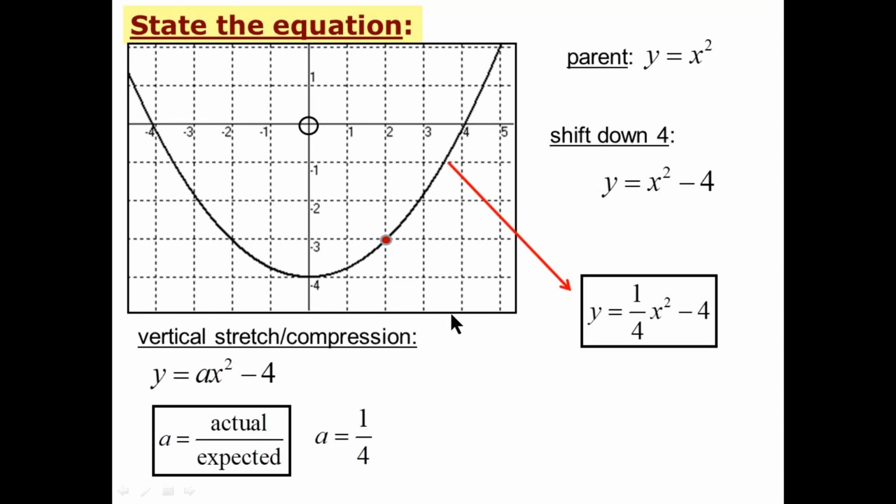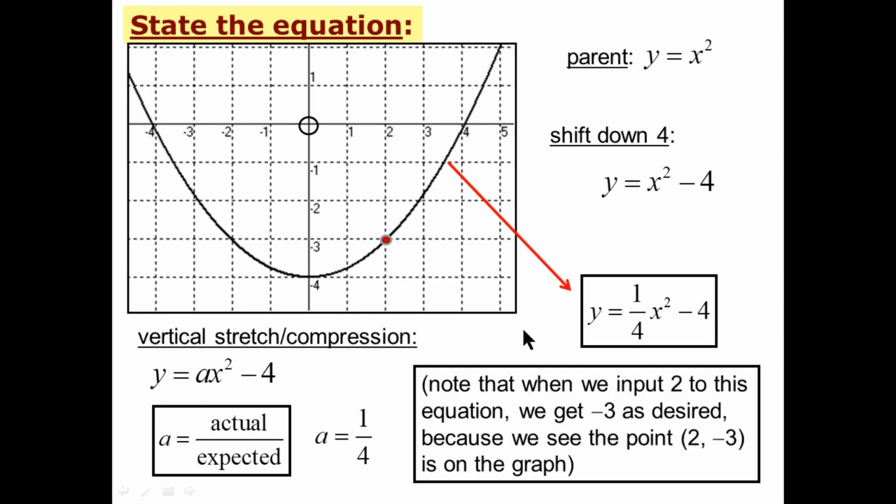Now we know what a is, we could state the equation. See this point? Let's test it by subbing it in here. If I subbed in the x value 2, I would expect to get the minus 3 value for y. Let's try this. Sub in 2. Well, 2 squared is 4, and 4 over 4 is 1, and 1 minus 4 is negative 3. So this point works at least. Sometimes it's good to test a point.